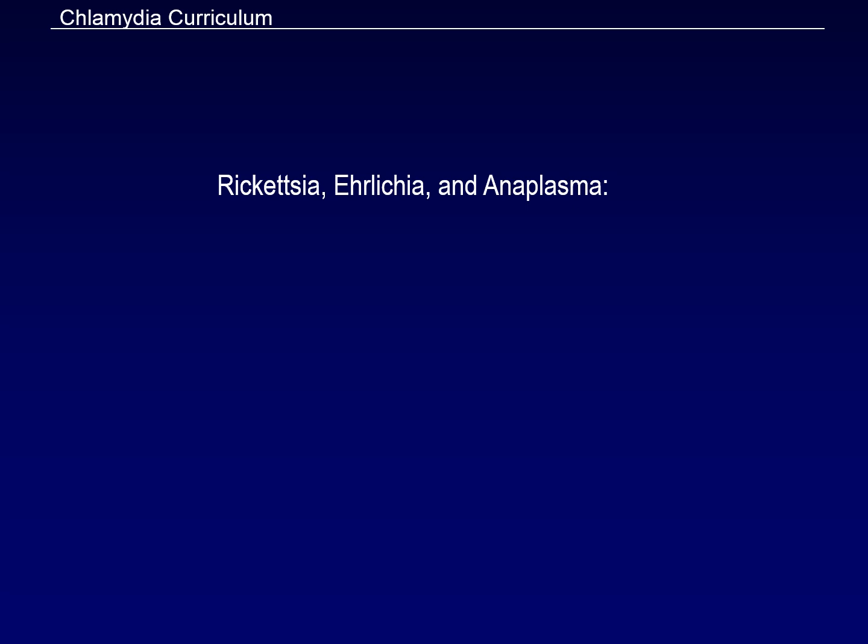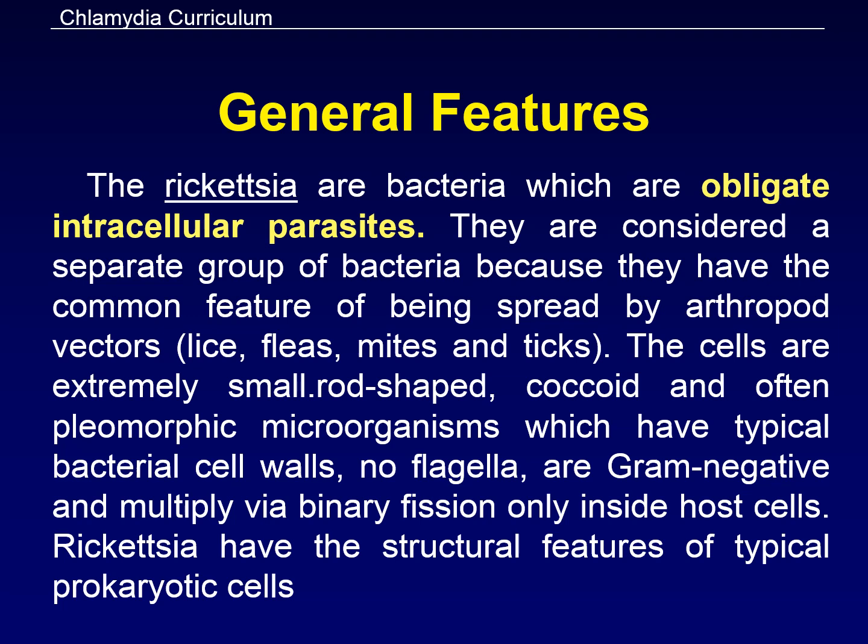Now I'm going to the second part of this lecture, and I'm going to talk about Rickettsiae, Ehrlichia, and Anaplasma. This group of bacteria shares a common feature: they grow only inside living host cells and can be transmitted by arthropods such as ticks, lice, and fleas. The diseases caused by this group of bacteria are characterized by generalized infection with rash.